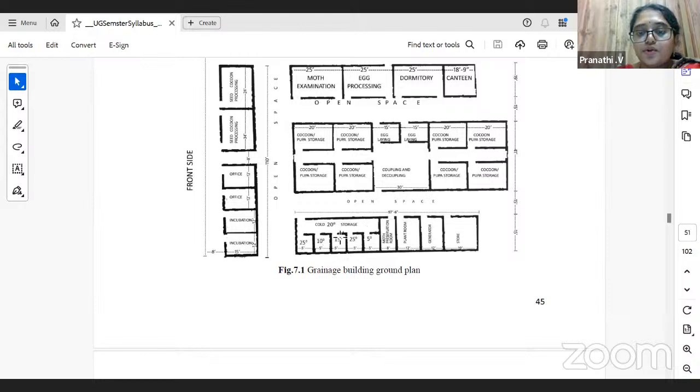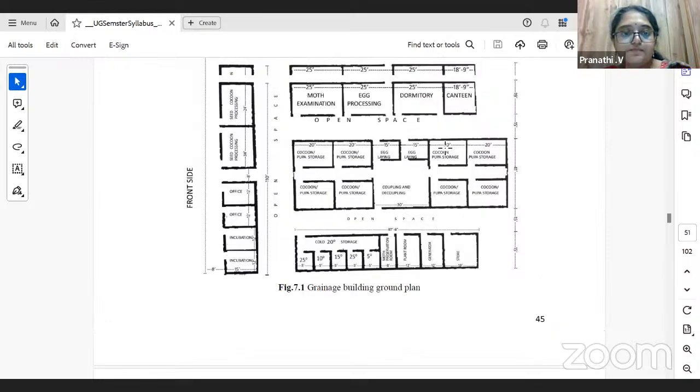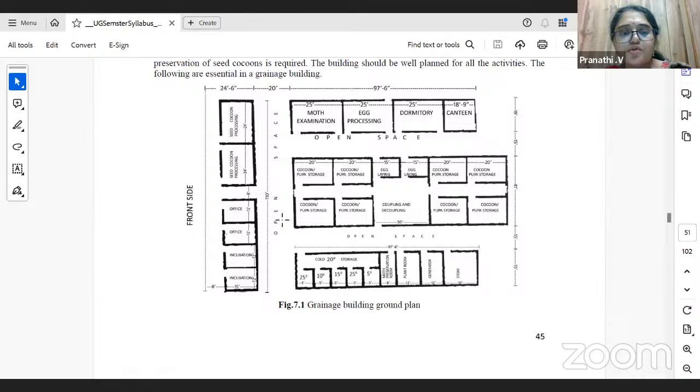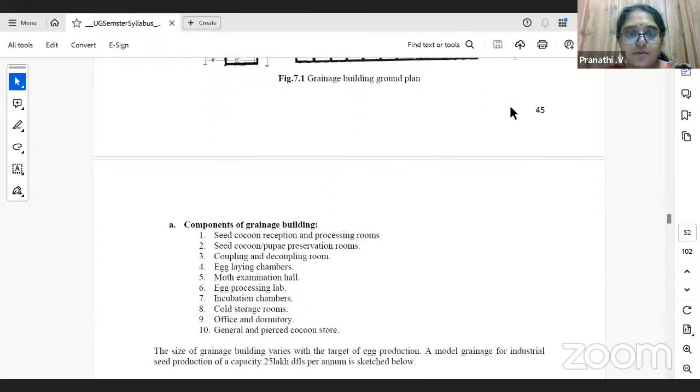And then you should have a cold storage room, moth presentation room. You should have a plant room, generation. So plant room is basically where you store your mulberry leaves, such kind of stuff probably. So that is one more thing. And then you have a generator because all of this should be under control. So light, temperature, humidity. So you need a generator as well, and a store place, seed process, different kinds of incubation rooms, offices, seed cocoon processing area, moth examination, dormitory, of course. Whenever there is labor, you need a canteen as well. So this is your basic ground building plan.